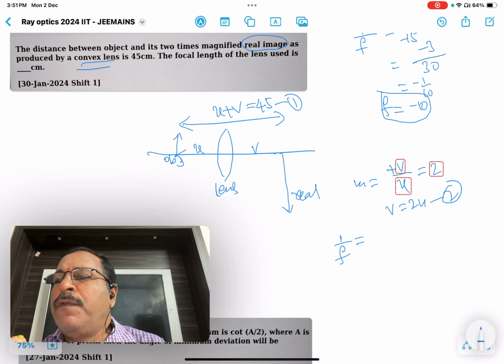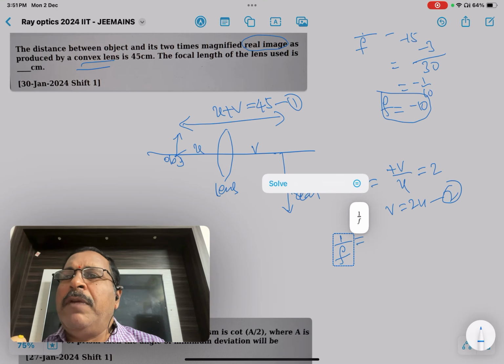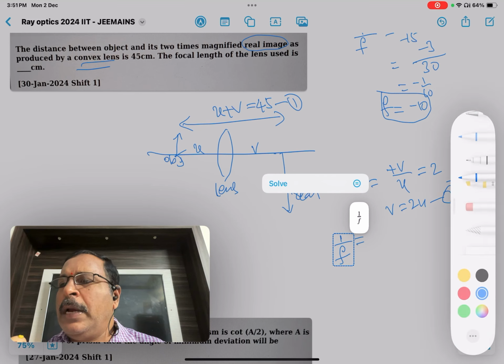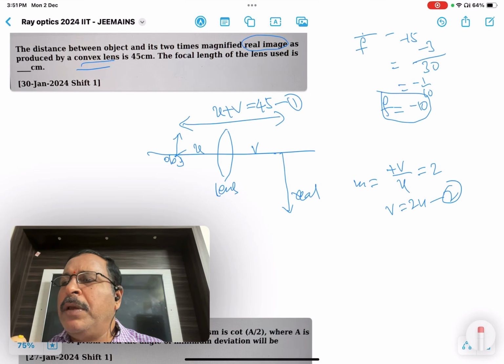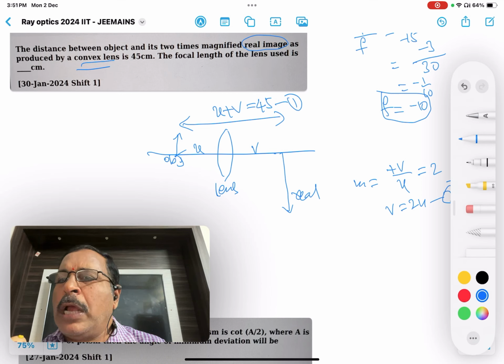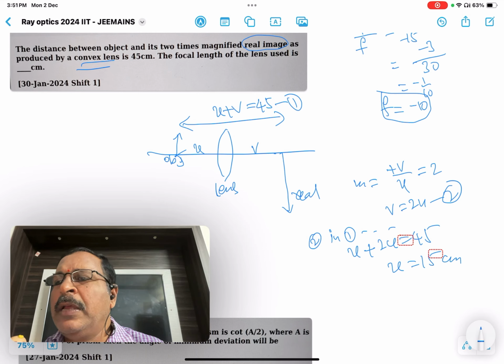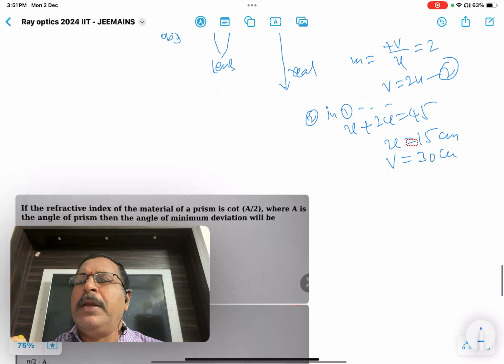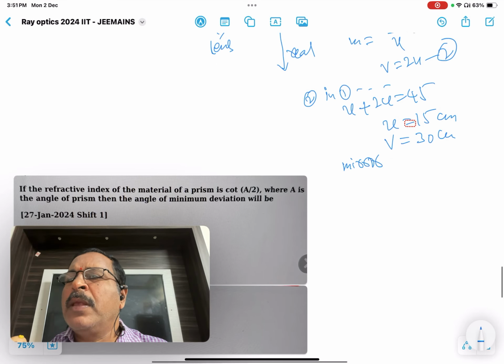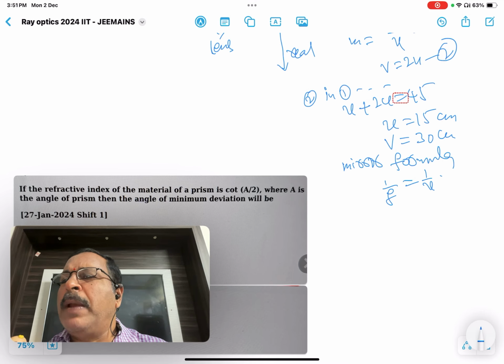Then lens formula, 1 by f equals... if v equals 2u, substituting in the first equation. Now let us substitute this value in the first equation. What happens? 2 in 1, then u plus 2u equals 45, therefore u equals 15 centimeters. Now if you get the u value, the v value is double that, that is 30 centimeters. Then you select the mirror formula, same method almost. Mirror formula, 1 by f equals 1 by u plus 1 by v.